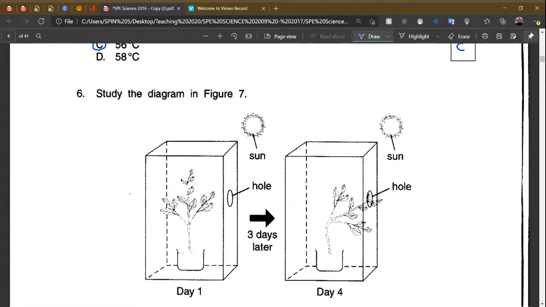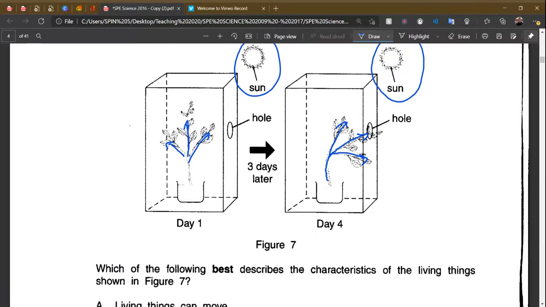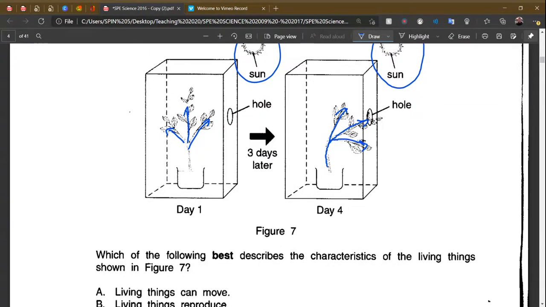Number 6, study the diagram in figure 7. And then if you look at the diagram in day 1, you can see the trees is going upwards, no problem, normal. And 3 days later, what happened is that the trees become bended and it's going outside. And there is one important key hint here. It is the sun. It's one of the constant variable. Which of the following best describe the characteristics of living things shown in figure 7?